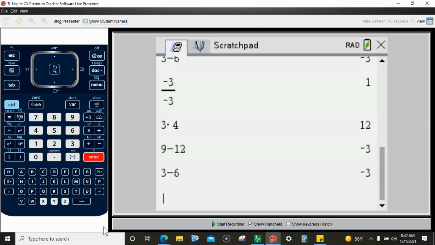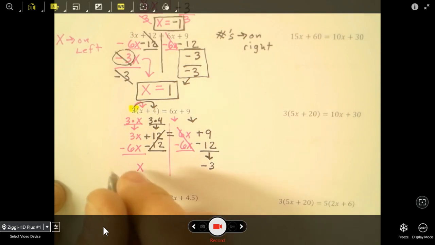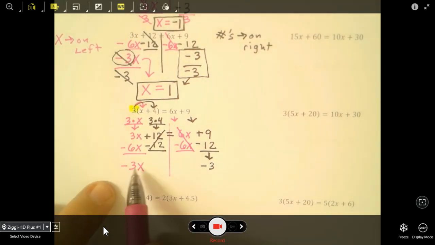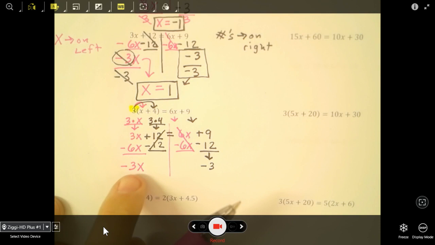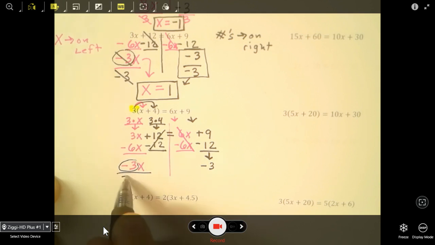And that's going to give me negative 3. So I'm going to come back over here, and this is negative 3. And now all I have left is negative 3x's on the left and negative 3 on the right. So now what I want to do is I need to divide by this negative 3, which is the coefficient of x, so that I can get x to just be 1x.